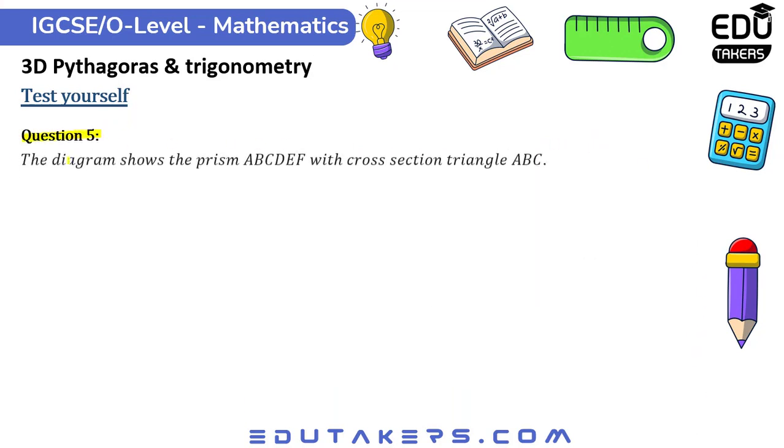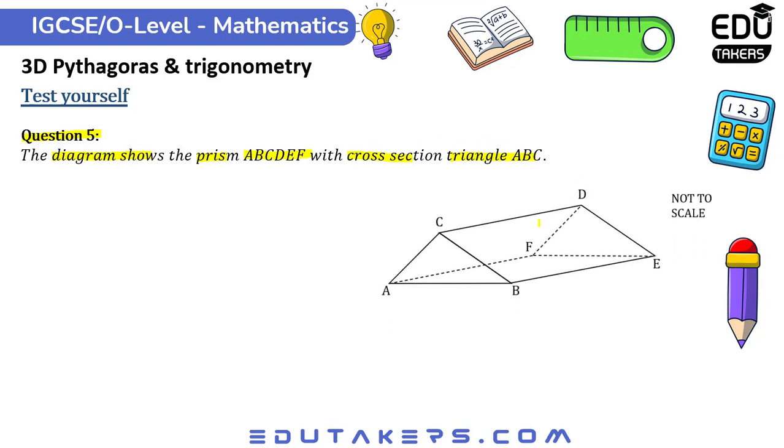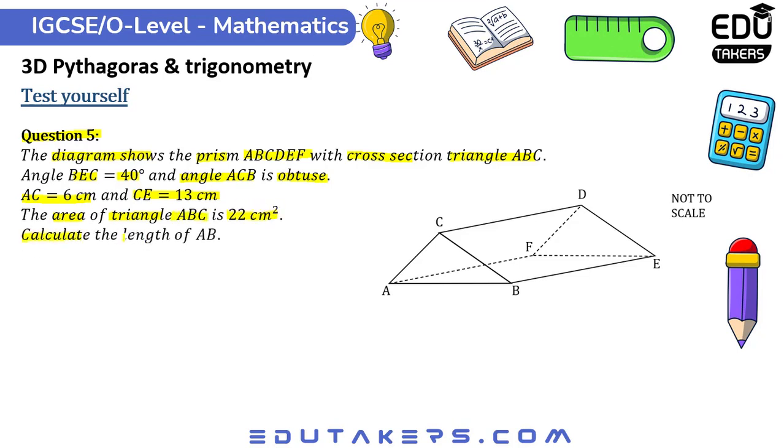Question number 5. The diagram shows the prism ABCDEF with cross-section triangle ABC, which is here, not to scale. Angle BEC is 40 degrees and angle ACB is obtuse. AC is equal to 6 cm and CE is equal to 13 cm. The area of triangle ABC is 22 cm squared. Calculate the length of AB. Give your answer correct to 1 decimal place. It's a 6-mark question.